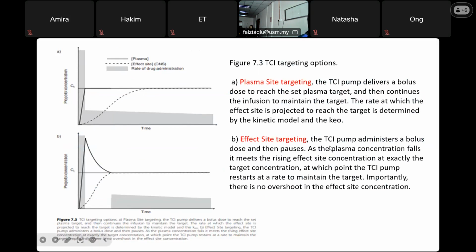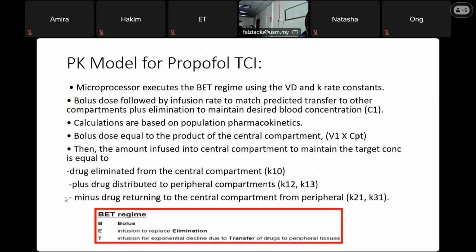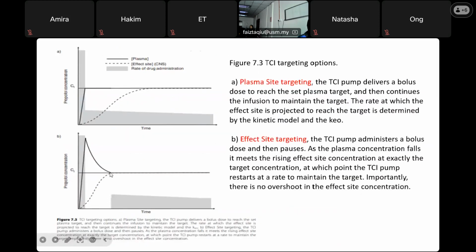For the effect site, the TCI pump administers a bolus dose, and as the plasma concentration increases and then falls, and mixes with the effect site, the machine starts infusing the drug. Why is the pattern different? Why does it overshoot? The plasma concentration overshoots for the effect site, right? You see, the plasma concentration overshoots and rapidly declines.